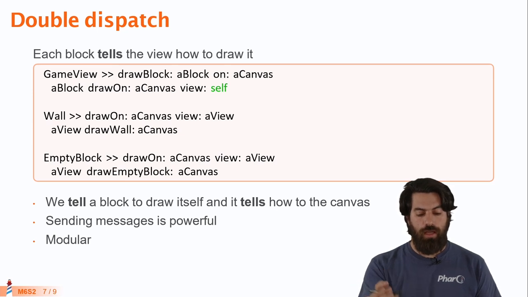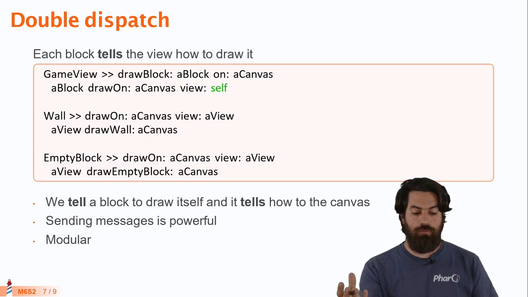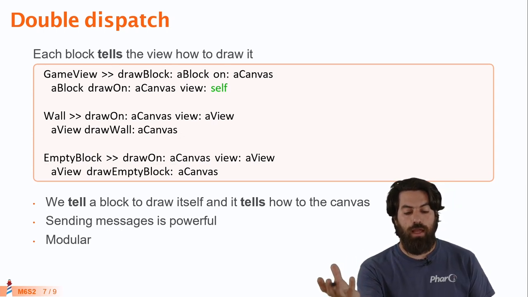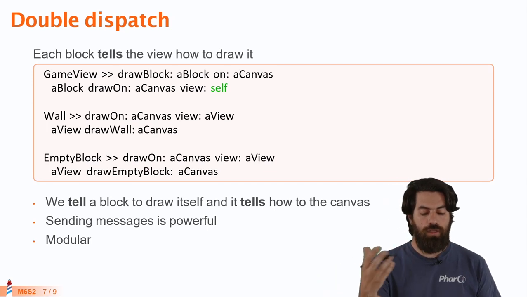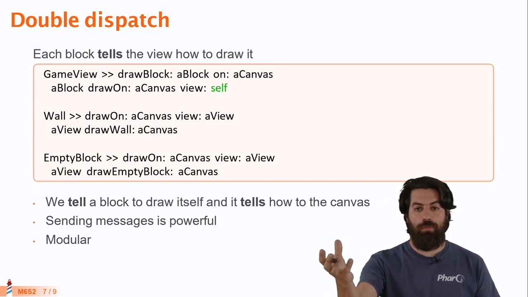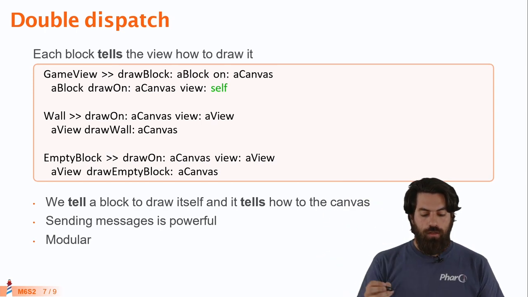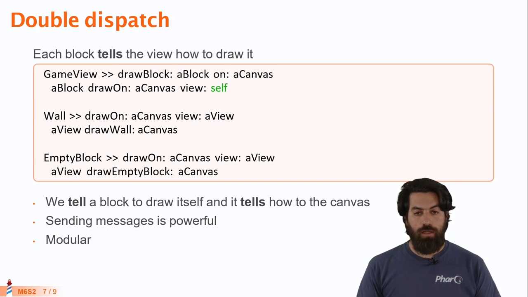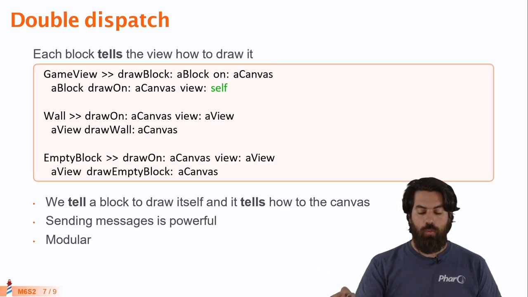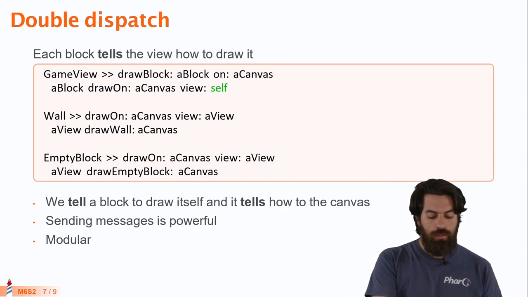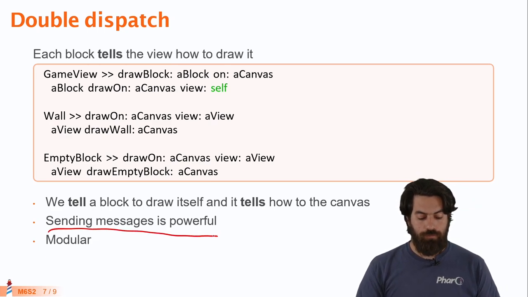So what is happening here is that we're telling the view how to draw an element, and before that we are telling the block that it has to draw itself, because the only one that knows what kind of element it is, is the element itself. So we are telling the element, draw yourself, and then the element will tell the canvas or the view, oh, I am a block, draw myself. In this way we can have a really modular system where we can change the canvases and add new kinds of blocks without rewriting the entire system. So that is why sending messages is a powerful tool.